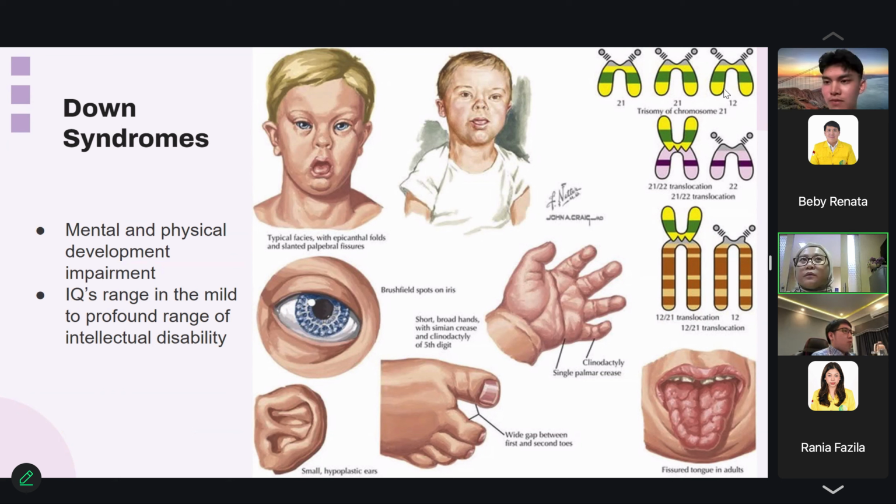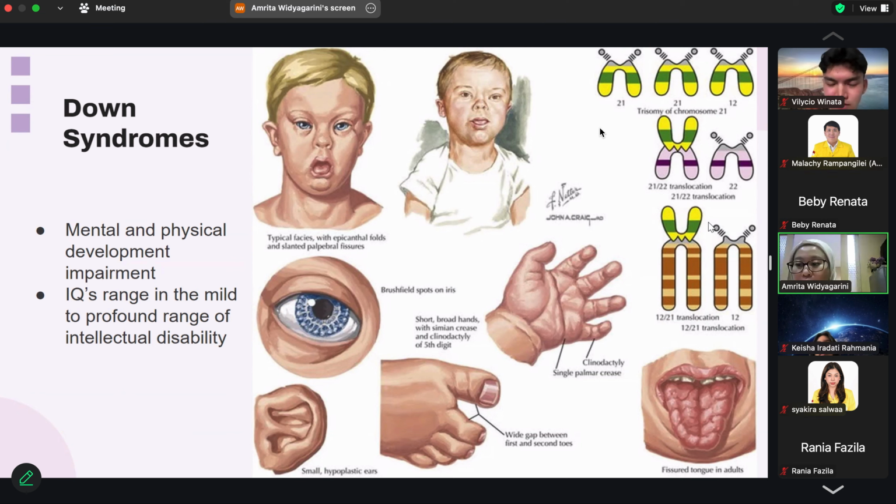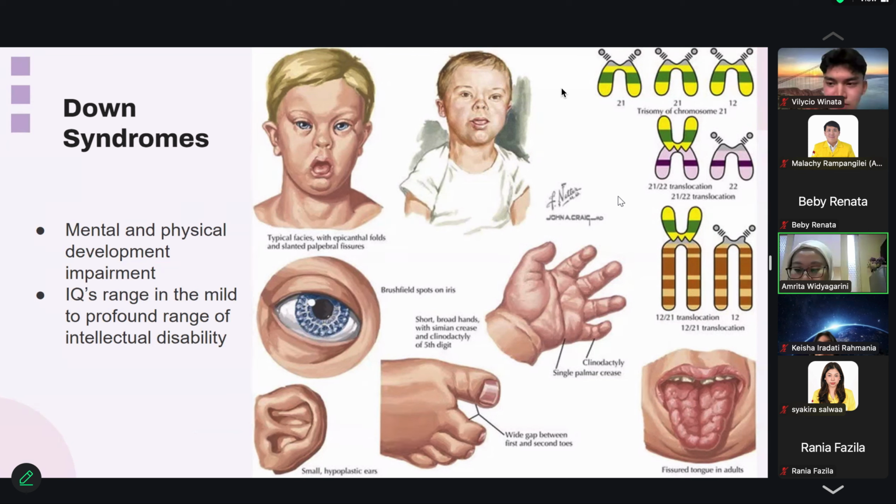which can be duplicated in chromosome 21, so we call it trisomy chromosome 21. It can also be caused by the translocation of chromosome 21 to chromosome 22, or translocation of chromosome 21 to chromosome 12. Because of this chromosome aberration, it will affect the whole systemic body of this patient.